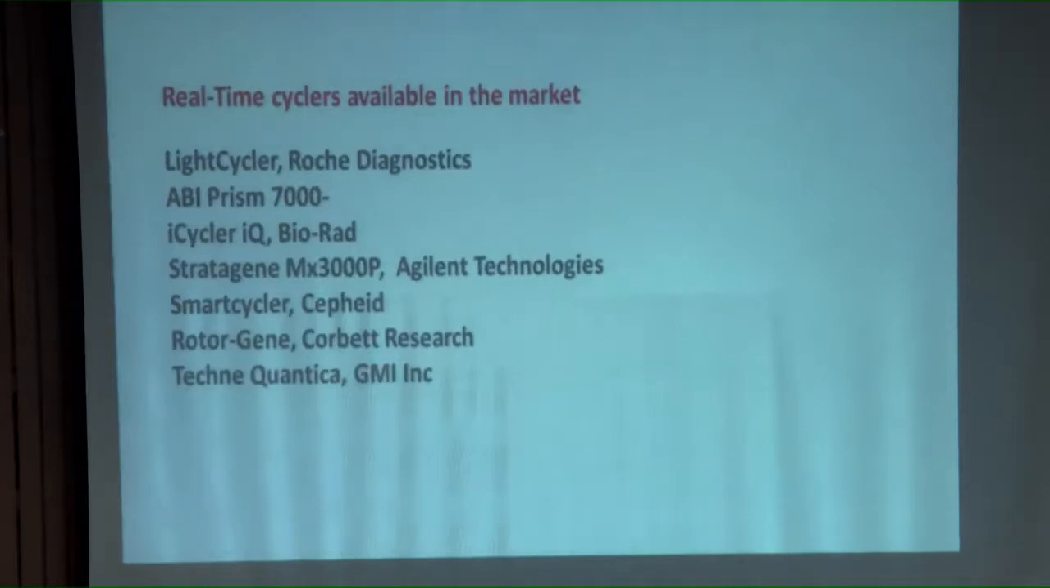These are some of the machines available in the market for performing qPCR. LightCycler from Roche, we have ABI Prism 7700, and these are old slides, and a lot of new machines are there. CFX96 from Bio-Rad is the most popular one in many laboratories. Please Google it and you will get more information on this.